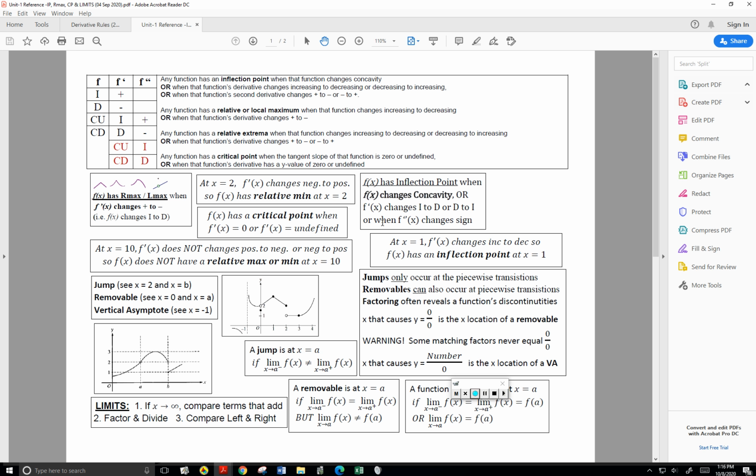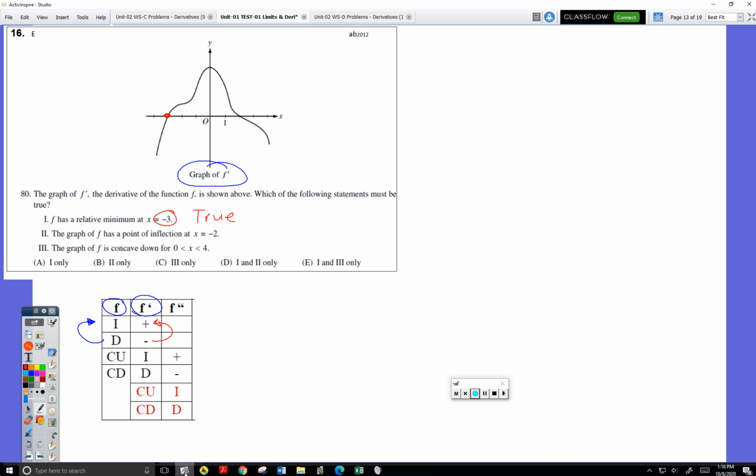Okay, cool. So go back here. The graph of F has a point of inflection at x equal -2. So that's right here. So I'm looking here. F has a point of inflection when F changes like so. Which means F prime would have to change like this. So show me your vote. True or false?